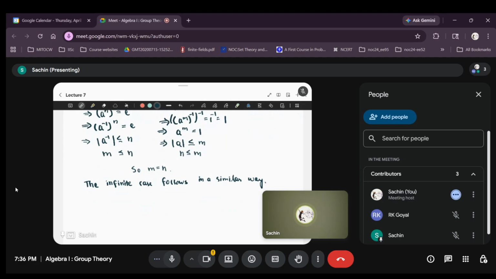Is that all right? And A and A inverse having the same order is not very surprising, but it's useful.